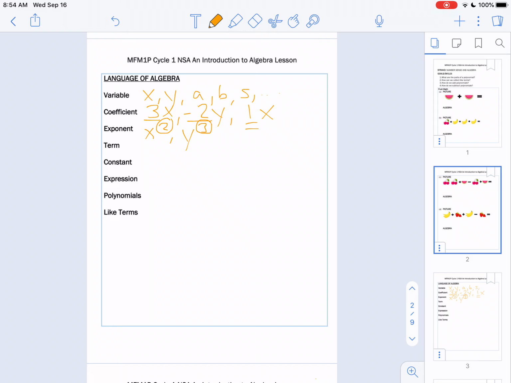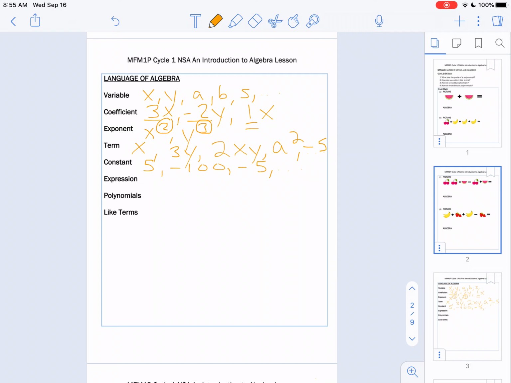The term is just a number or variable or combination of a number and variable multiplied together. So an x would be a term, a 3y would be a term, a 2xy would be a term, a squared would be a term, etc. A constant is just a term as well, but it's just a number. So a constant term is a number like 5 or negative 100 or negative 5.